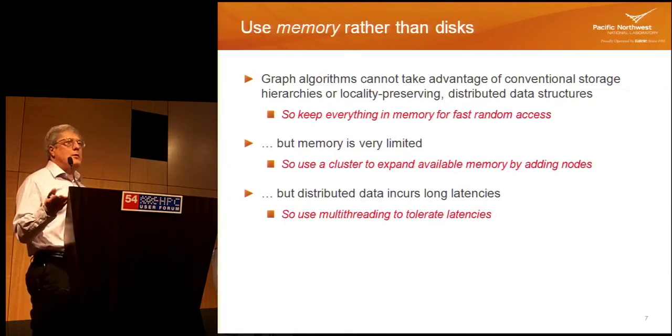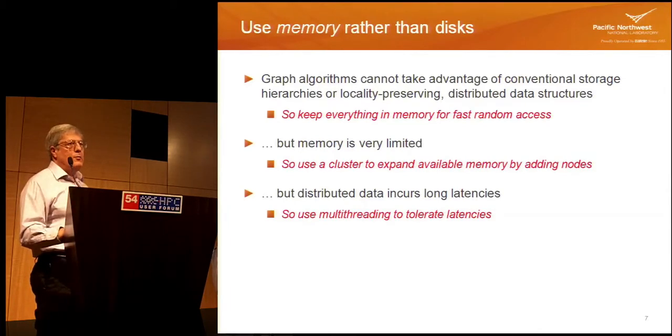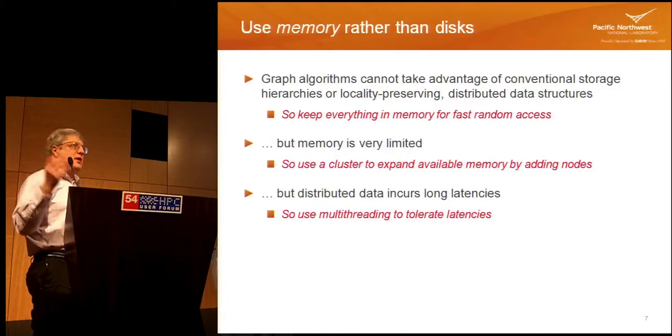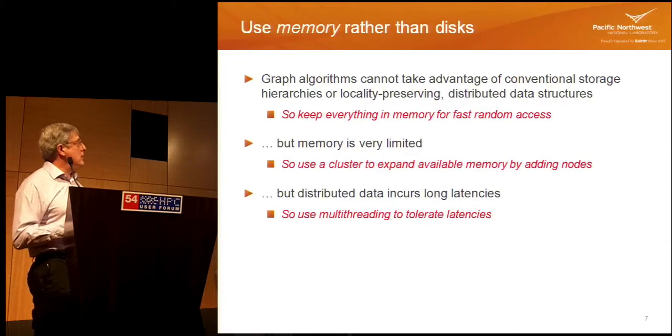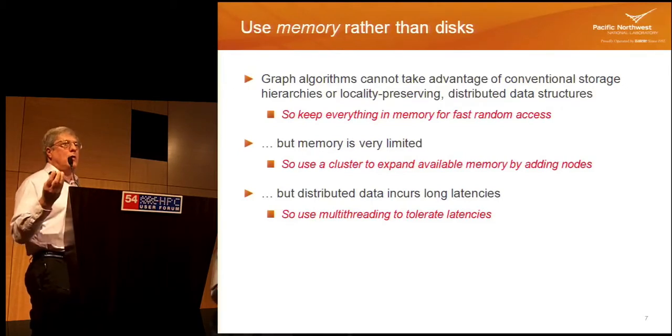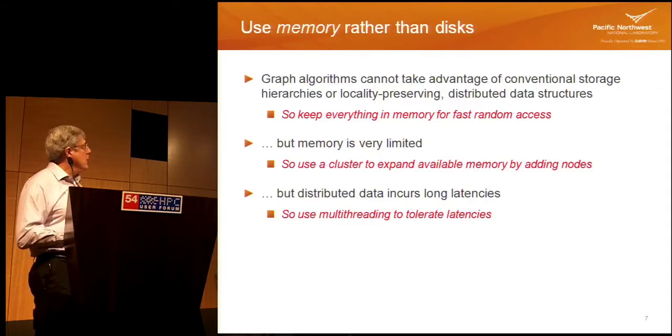We do want to use main memory. It's faster. We really want to avoid the I/O bottleneck to disk. But memory is limited, so if we want to scale to large data sets, we have to, of course, expand the size of our clusters, which means adding processors across the network. And distributed data, of course, incurs long latencies. But for many of us, for the last 15, 16 years, we've been looking at using multithreading as a way to hide those latencies using the inherent parallelism in computations.